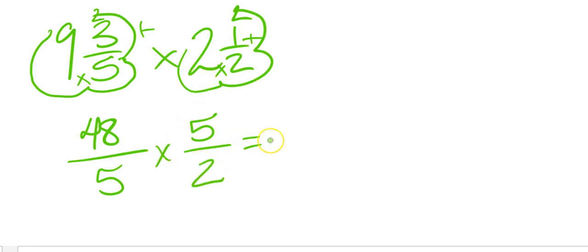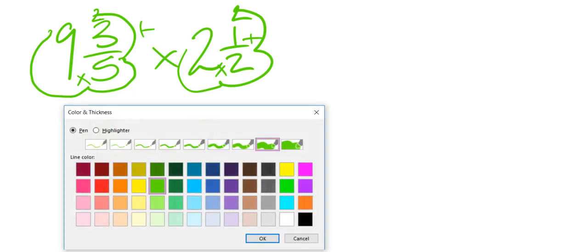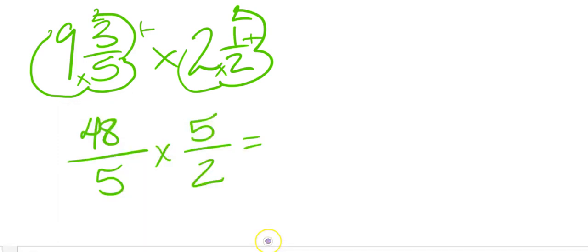So now we can multiply this. With this, you can actually simplify before you multiply. So what I mean by that is take a look at your numerator and your denominators, but the ones that are across from each other. So we're going to take a look at this 48 and this 2. What's the greatest common factor of 48 and 2? When you think about it, it's 2. So we can divide both of these by 2.